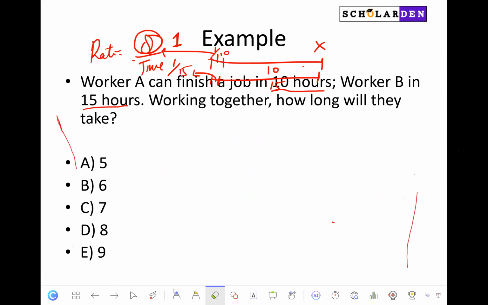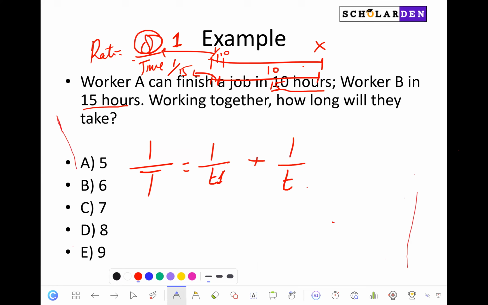So your total time in this particular case, you can find out in a slightly different manner: you can say that the reciprocal of the total time is going to be the sum of the reciprocal of the time taken by the first entity, and the reciprocal of the time taken by the second entity. This is another way of doing these rate problems where the total volume or the quantity of work isn't provided to you.